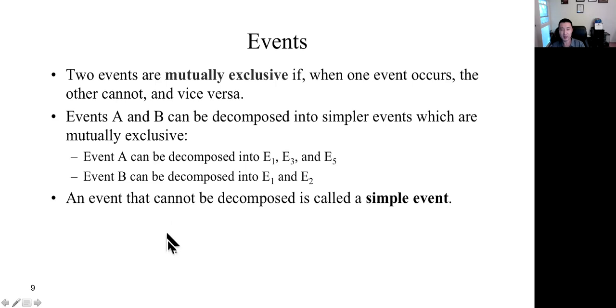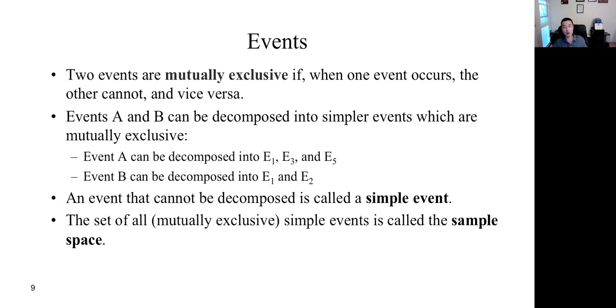An event that cannot be decomposed is called a simple event. For example, E1, we get number 1. That is a simple event because it cannot be further decomposed into even simpler events. And a set of all mutually exclusive simple events is a sample space. For the example of tossing the die, the sample space will be 1, 2, 3, 4, 5, and 6. So these are the 6 simple events in the experiment of tossing the die.